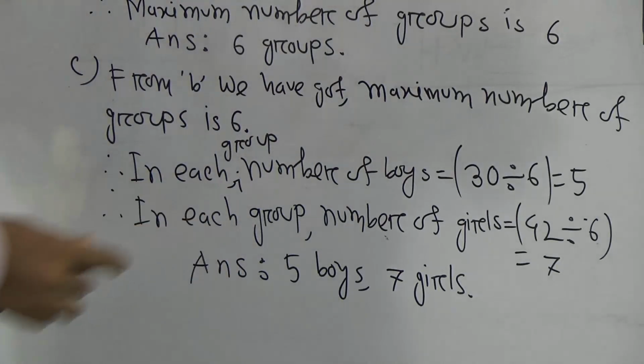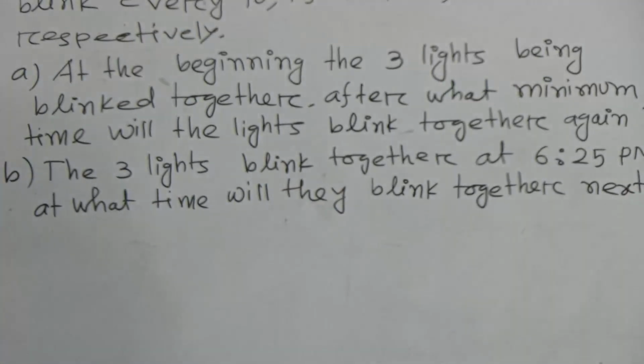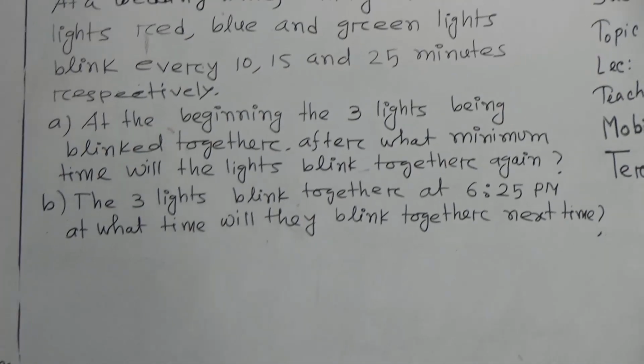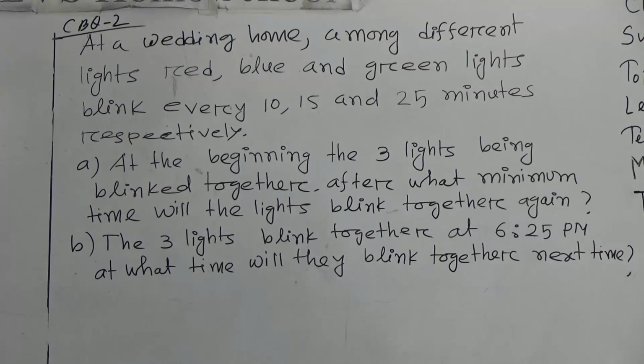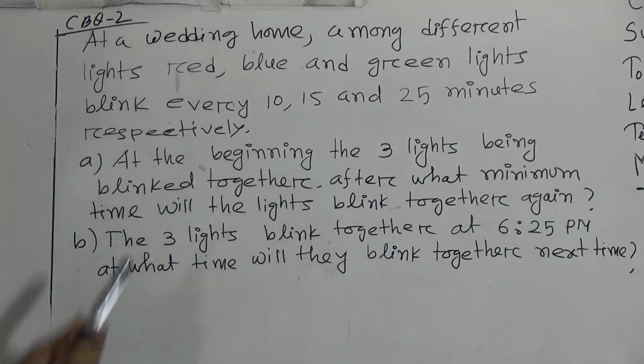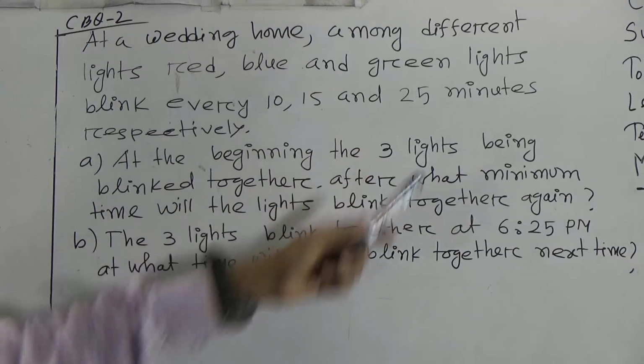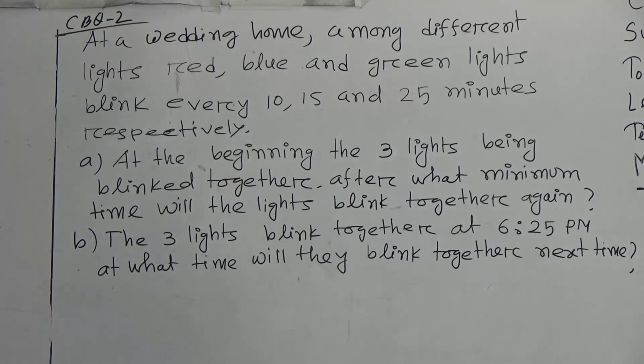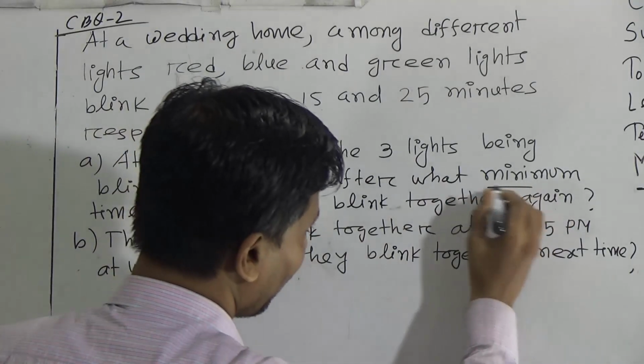Okay student, now I'll solve CBQ number 2. Look, at a wedding home, among different lights, red, blue and green lights blink every 10, 15 and 25 minutes respectively. Okay, now a number question. At the beginning, the three lights blink together after what minimum time? You see, minimum time.